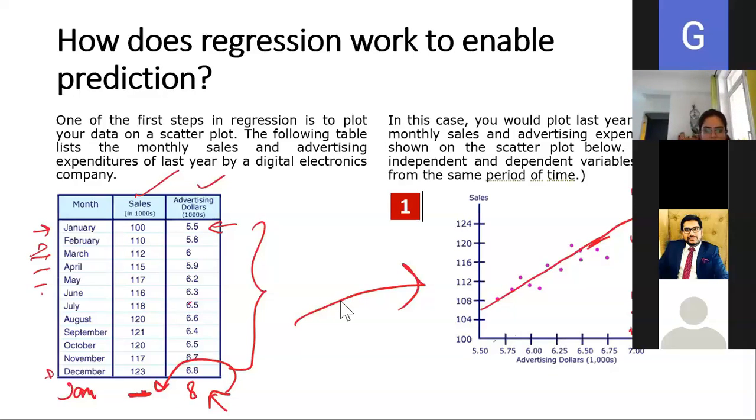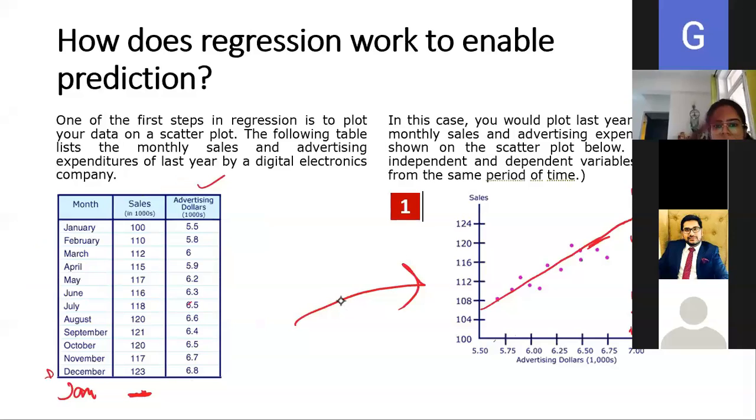Can you please repeat it? Okay, so what we are doing through regression is estimating our dependent variable. And how we are doing that is with whatever past data we have. So here I had this data.